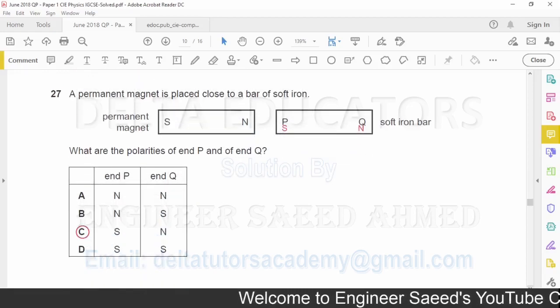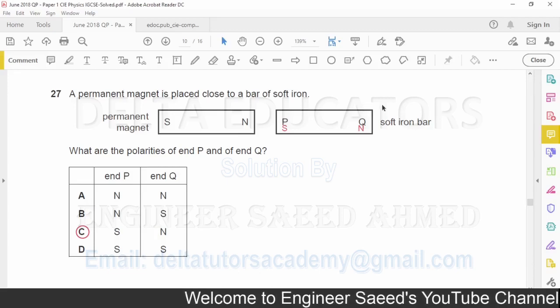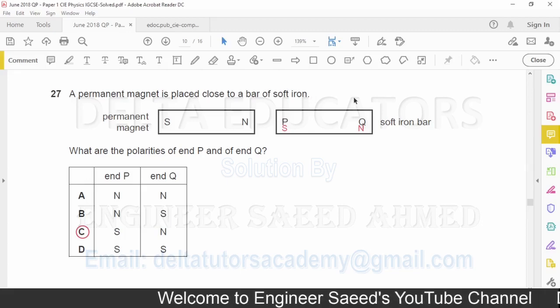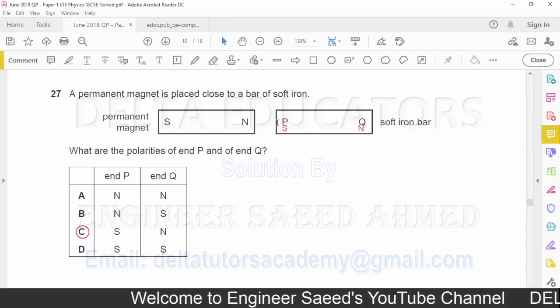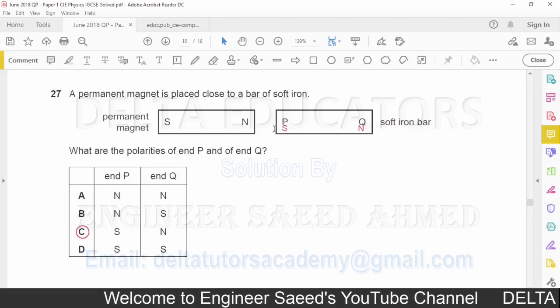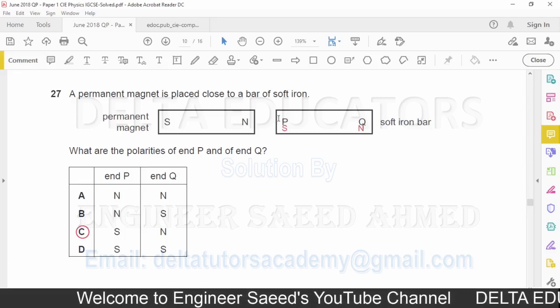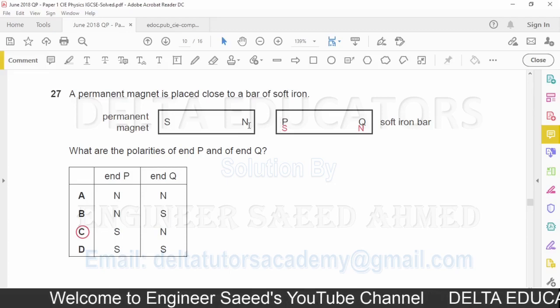Question number 27. A permanent magnet is placed close to a bar of soft iron. Here it is a permanent magnet, and this is soft iron. When we place a soft iron bar beside a permanent magnet, this soft iron bar will be magnetized. When it is magnetized, what pole will be developed on this end? Here it is north pole, so definitely a south pole will be developed because opposite poles attract each other and same poles repel each other. So on this end a south pole will be developed because on the permanent magnet it is a north pole.